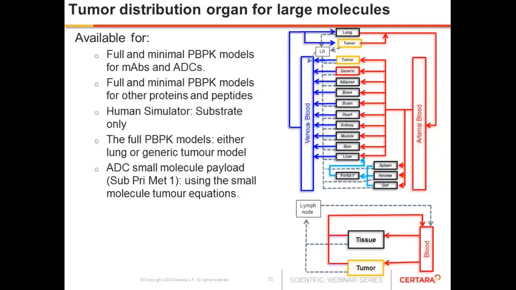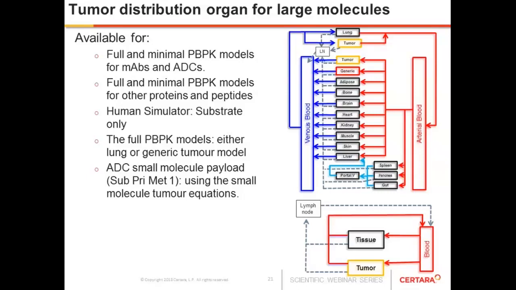So again, similarly, the tumour models are available for both full and minimal PBPK models, both for monoclonal antibodies and antibody-drug conjugates, and also for other proteins and peptides. And similarly, we can account for lung tumour and generic tumour for the full PBPK models. So in Simcyp, we do have separate models at the moment for monoclonal antibodies versus other types of proteins, just down to some of the differences in the key mechanisms involved for these different types of proteins. But the tumour model is available for both of these.